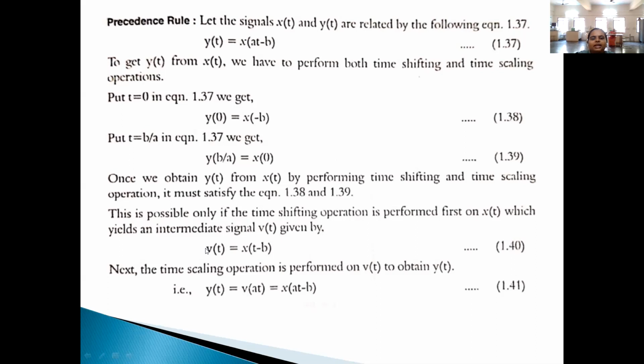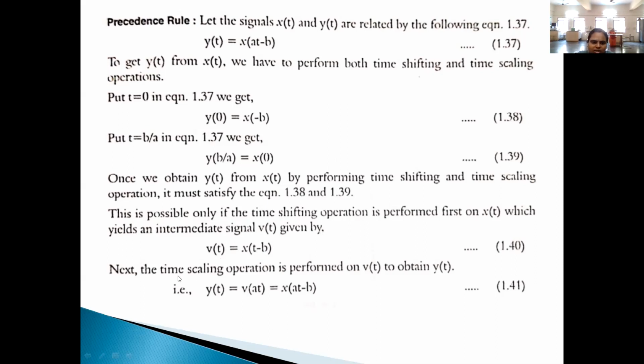For that reason, the intermediate signal I am going to get is v of t equals x of t minus b. This is how we have to do it. After getting v of t, we have to do the scaling operation on the v of t signal. Observe here: first, we do a shifting operation on the x of t signal, which is the given signal. Then we get an intermediate signal, and then perform a scaling operation on the intermediate signal. That is what is taken here.